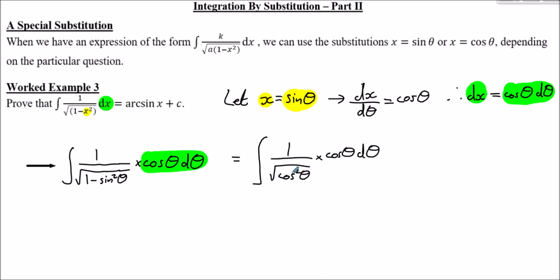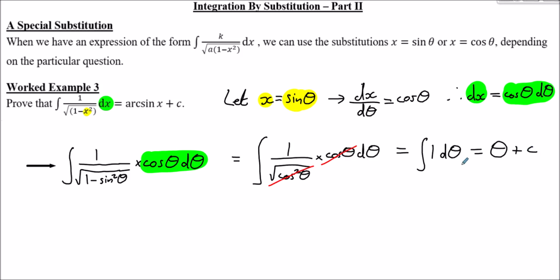So what is the square root of cos squared? That's going to be cos. And so what's going to happen here? Cos theta will cancel with that. And so we're just going to have the integral of 1 d theta, which of course is just, if I integrate 1 with respect to something, it's just going to go to theta, plus of course a constant of integration.